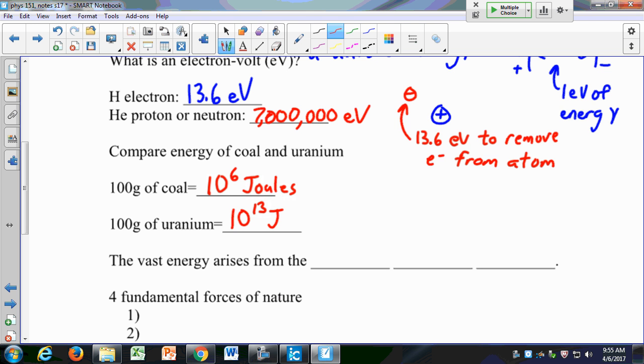And that's why, despite the various environmental issues with nuclear waste, although of course there are their own issues with coal, that's why it's such a useful form of energy, because there's so much of it within a sample of uranium. And this vast energy, this much different energy, arises from something we call the strong nuclear force.